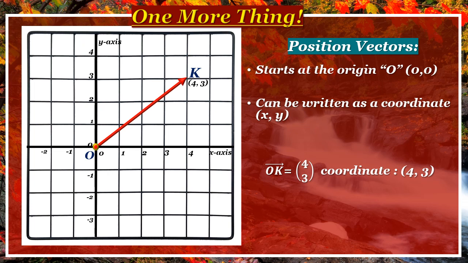What about OH? Starting at O and going to H. The coordinate of H is negative 1, 2. And notice, because it's a position vector, it starts with O, and we just write it as its coordinate. You could write it as a column vector, or as a row vector, or as a coordinate. Negative 1, then 2.